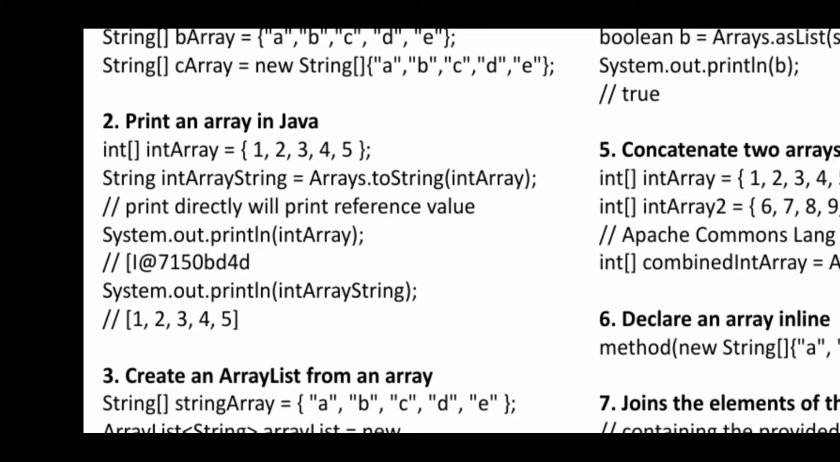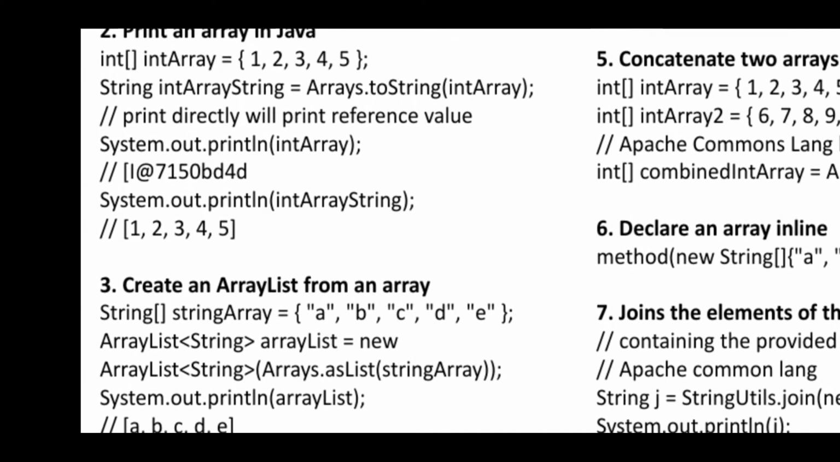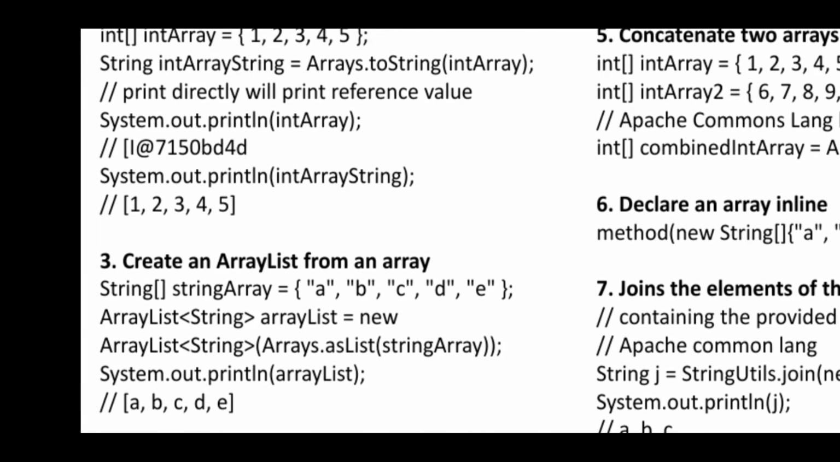And the same thing, System.out.println(intArray): you are going to display it as an object value, because the normal integer value is not converted to string, so we can't display the information in an int array or integer type of values. So the same thing has been defined with intArrayString, where the integer values are converted to string values. So you have defined 1, 2, 3, 4, 5.